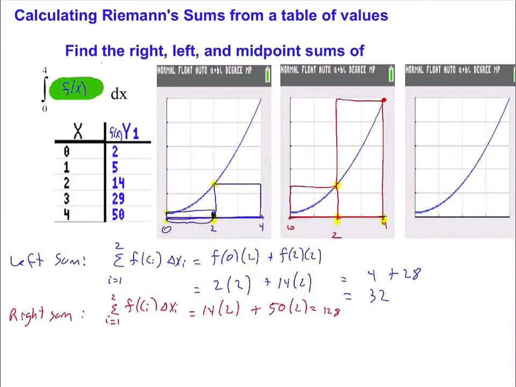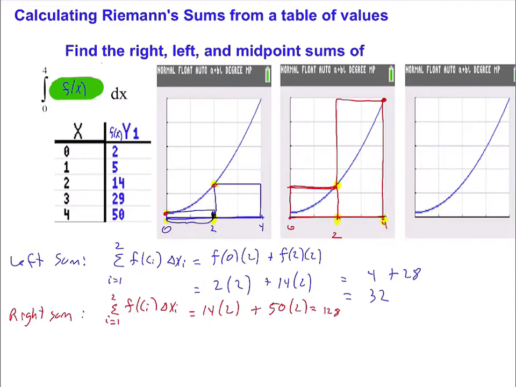Because this function is increasing the whole time, the left sum is always going to underestimate because in this particular instance, if you only choose the leftmost point, of course, that's going to be the smallest possible y value you could have chosen, so it'll underestimate the truth. And the right sum will be choosing the biggest y value from each interval, so it'll definitely be an overestimate.